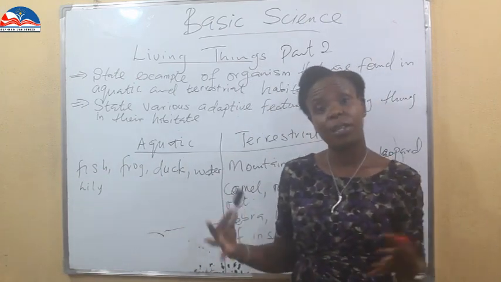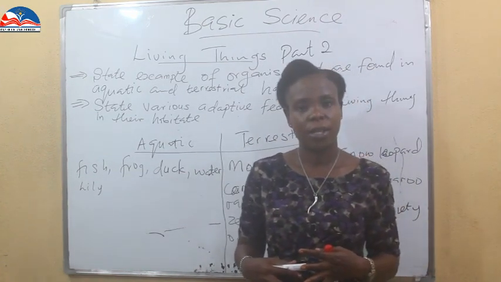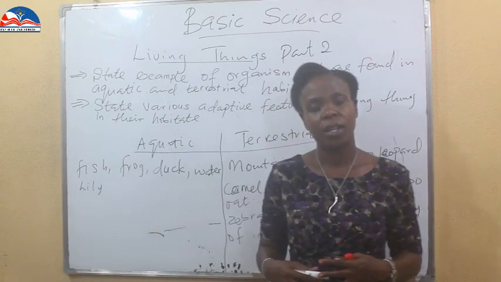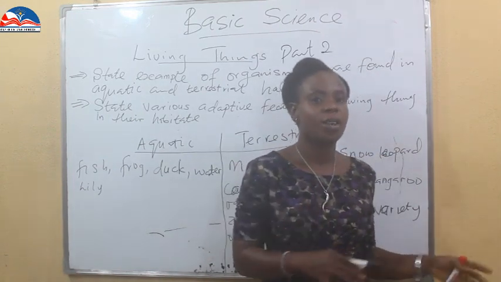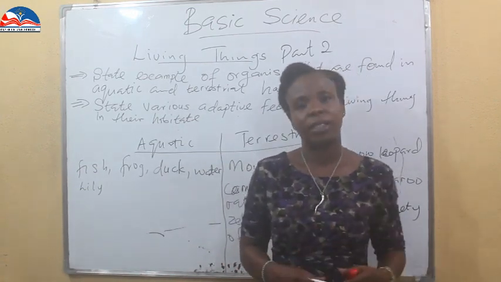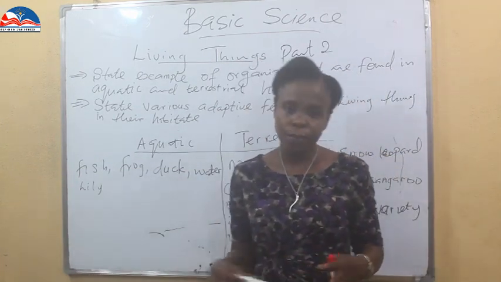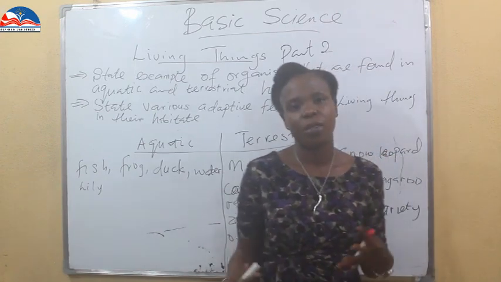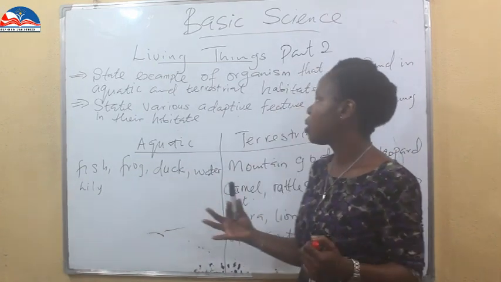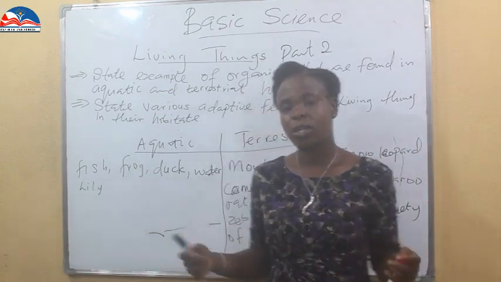And remember that terrestrial habitats are habitats that are not aquatic. There are things that live on the land that cannot live in the sea or water. So they are organisms whose ecosystem is on the land, while aquatic organisms have their ecosystem in the water. So I'm going to give you examples of these creatures, and thereafter we will talk about adaptation, stating various adaptive features of living things in their habitats. So let's look at the examples.